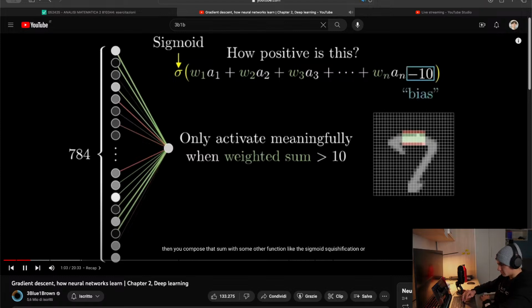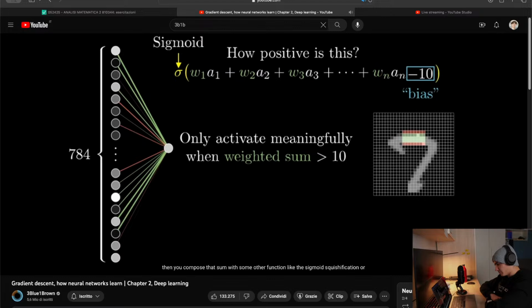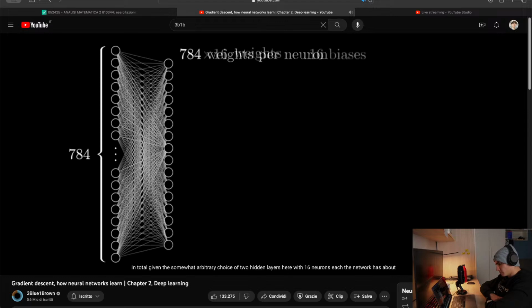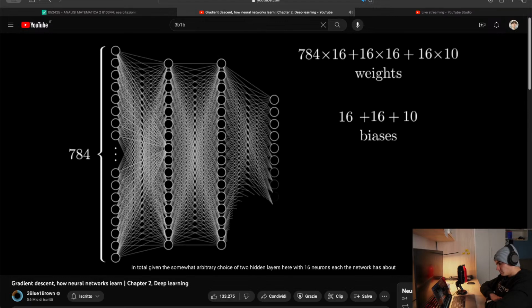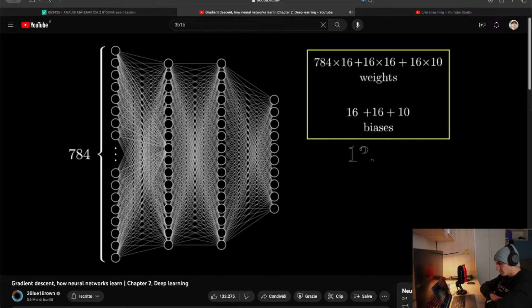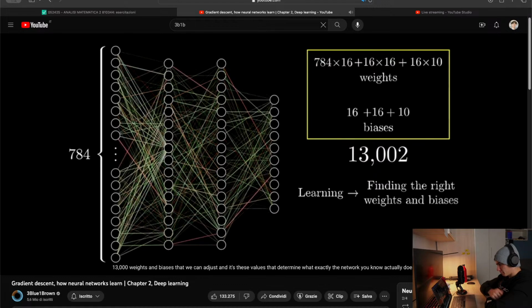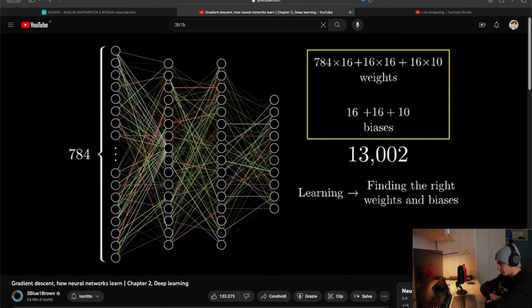Then you compose that sum with some other function, like the sigmoid squishification or a ReLU, the way that I walked through last video. In total, given the somewhat arbitrary choice of 2 hidden layers here with 16 neurons each, the network has about 13,000 weights and biases that we can adjust. And it's these values that determine what exactly the network, actually does.